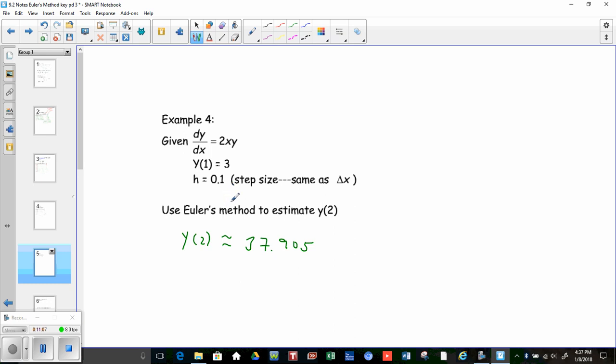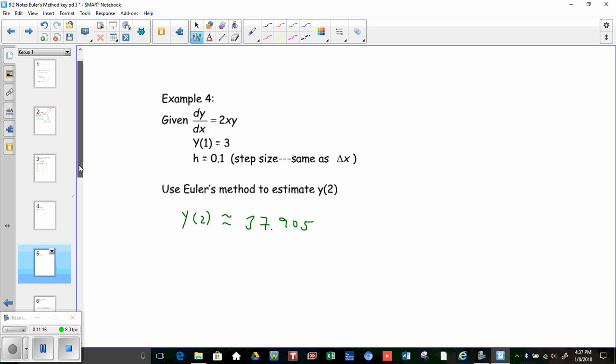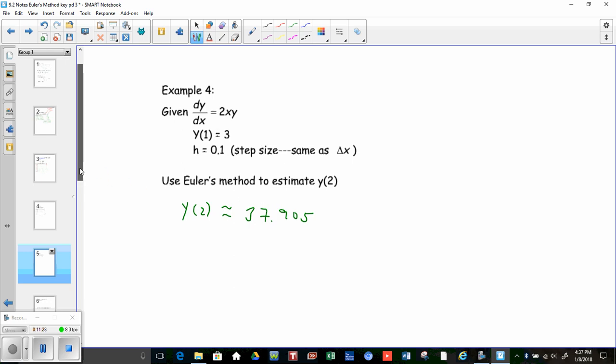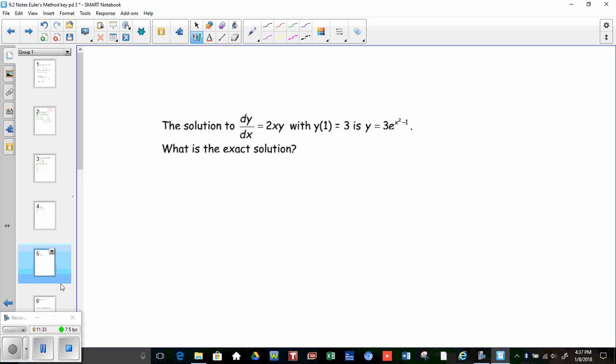In order to make this a really strong approximation, this step size is going to have to be much, much smaller. We're going to have to take a whole bunch of steps to make it a really good approximation. And it would actually be kind of interesting to figure out what you would have to make the step size to make the actual thing pretty accurate. Well, in order to do that, you'd obviously have to know what the original value actually is of y of 2, which means we'd have to know what this is. So that's what's coming here.